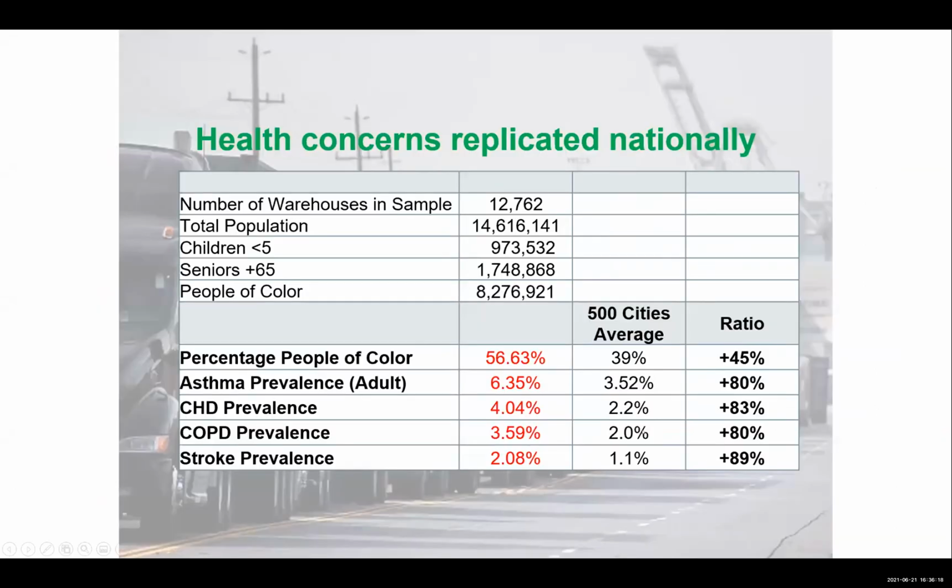I know a lot of data folks on the call, so say that you weren't cherry picking and showing this North Carolina case study, but we initially saw these health concerns replicated nationally, where close to 60% of people of color live within a 1/2 mile radius of those 13,000 warehouses. You see about 14 million people live, or total population around those facilities. Similar data around asthma prevalence, CHD, COPD, and stroke to make the case for, again, where we electrify fleet.